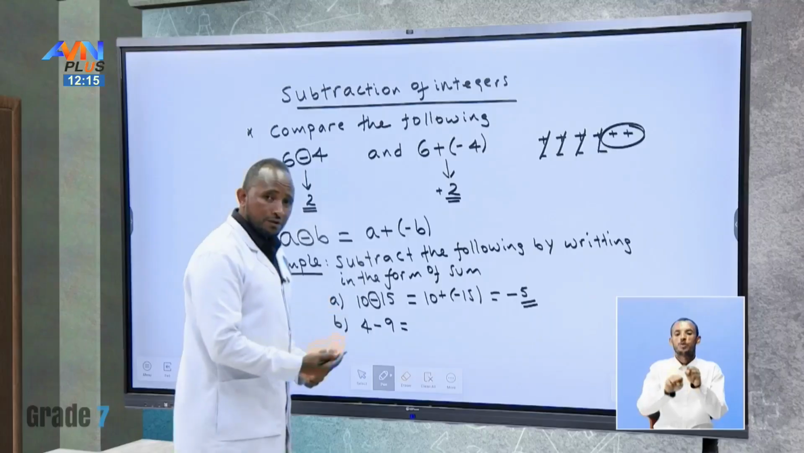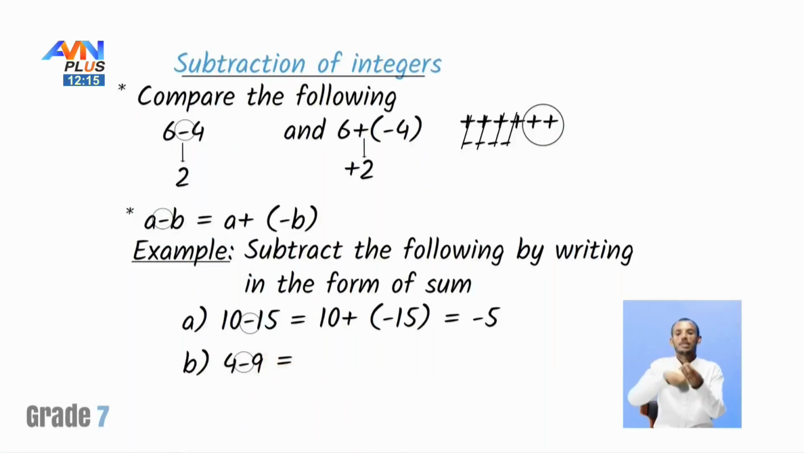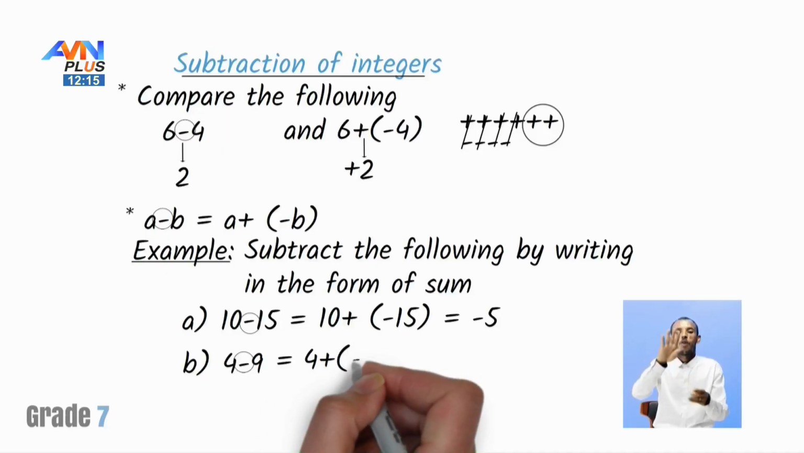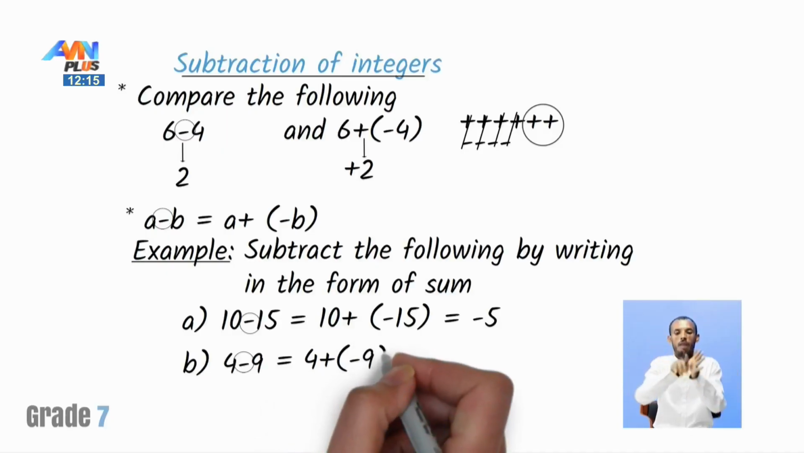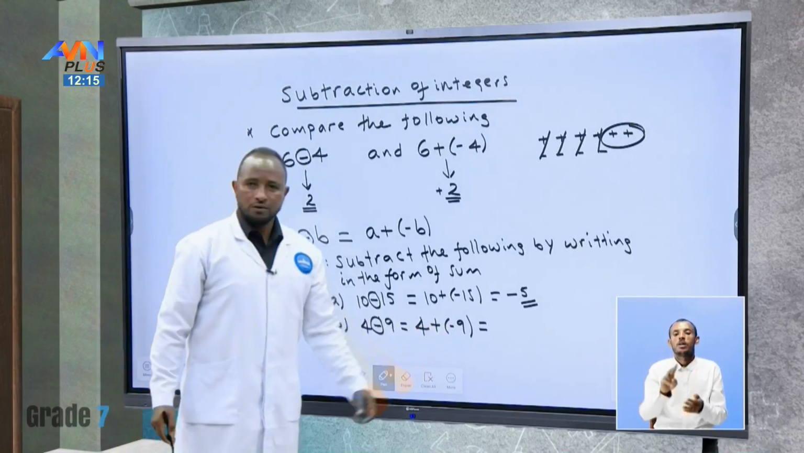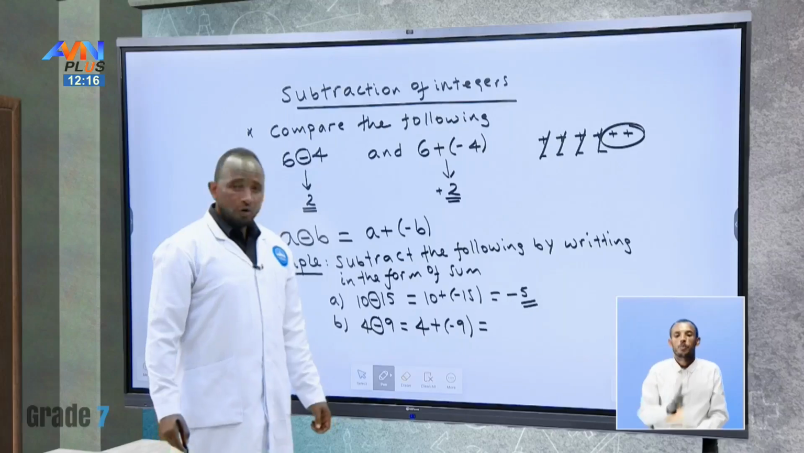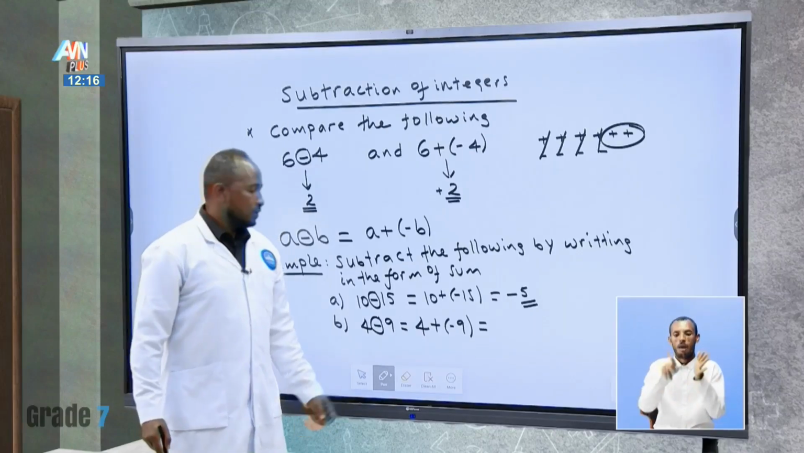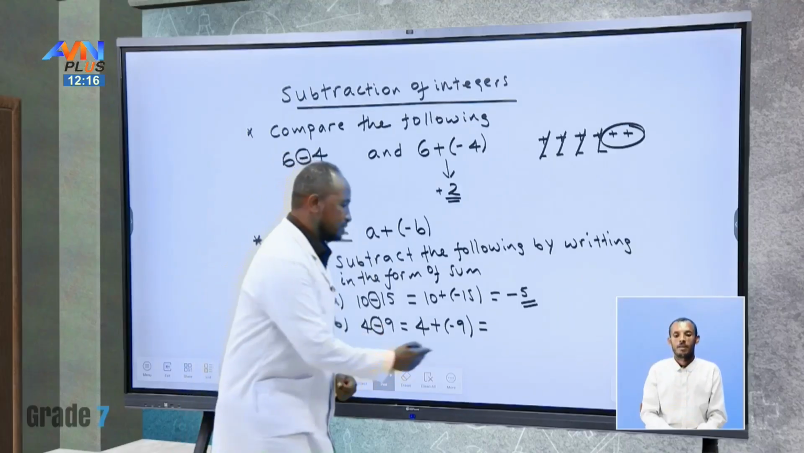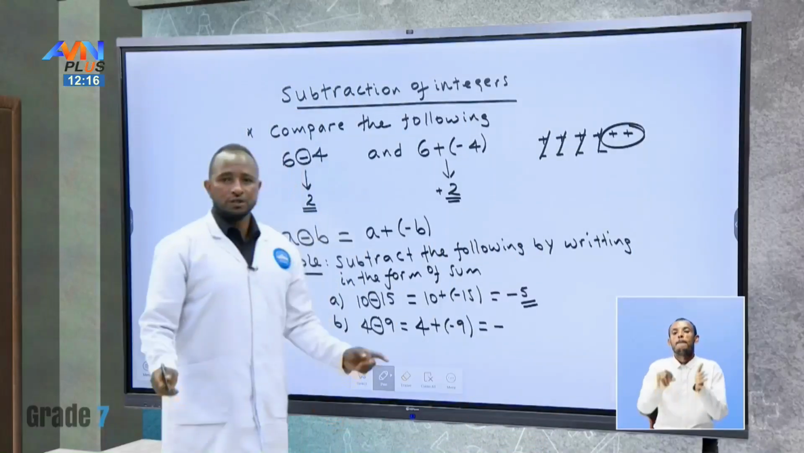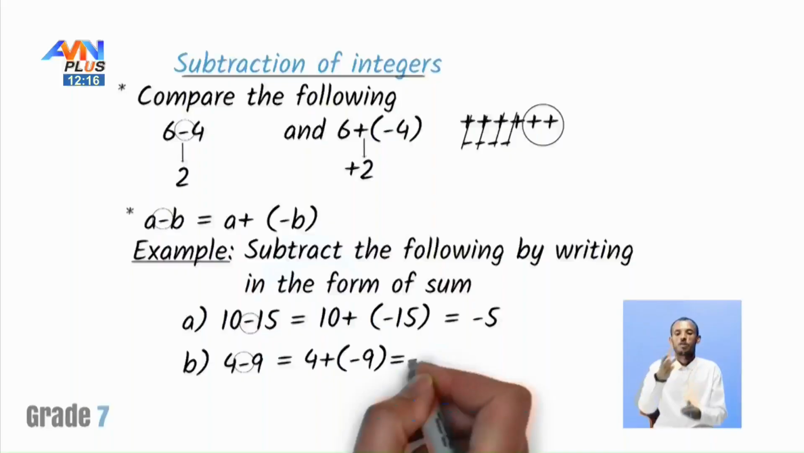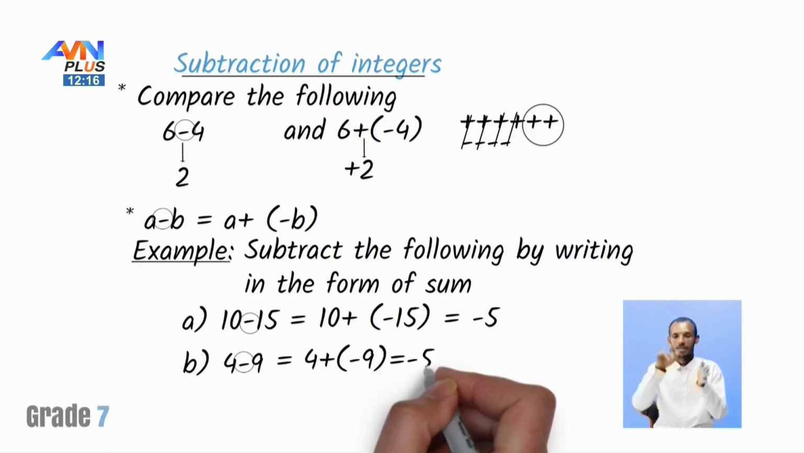To convert this into the form of sum, change this minus to plus. Therefore, you have 4 plus, what is the opposite of 9? Negative 9. Therefore, let's add these two. When you add these two, we have more positives or more negatives? We have more negatives, so the result will be negative. And then we subtract. For the difference of 4 and 9, 9 minus 4 is 5. The answer will be negative 5.